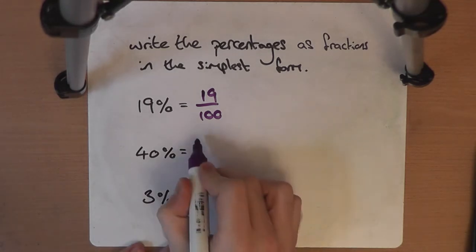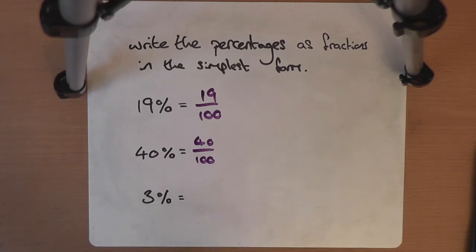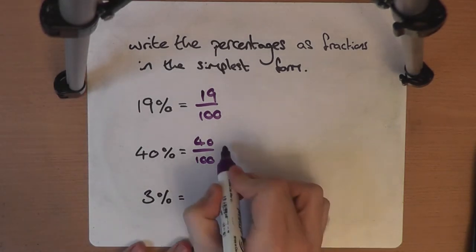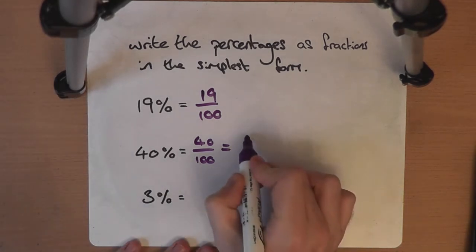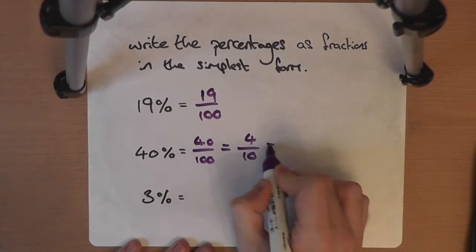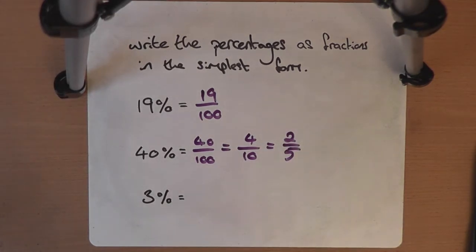40% literally means 40 out of 100, so 40 over 100, there it is as a fraction using that definition. We just need to cancel down now. Well, clearly top and bottom will divide by 10, so we can go for 4 over 10, and then we could halve top and bottom to go 2 over 5, dividing top and bottom by 2. That's the simplest form though, so we can look at the final one.